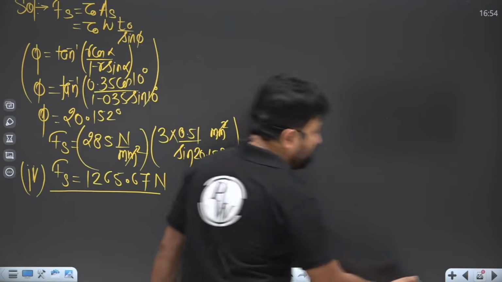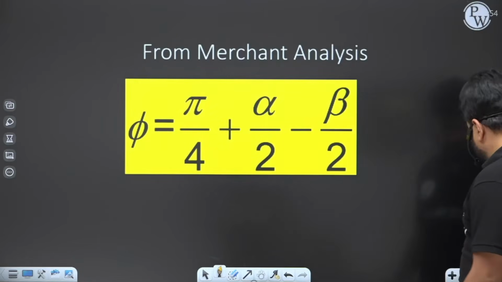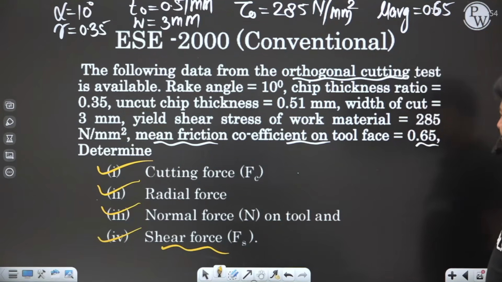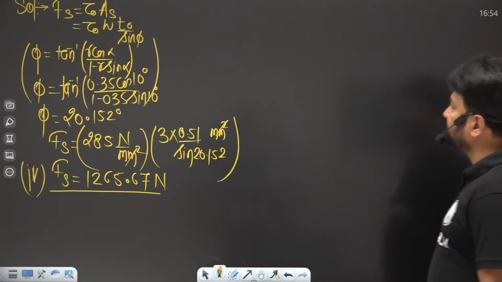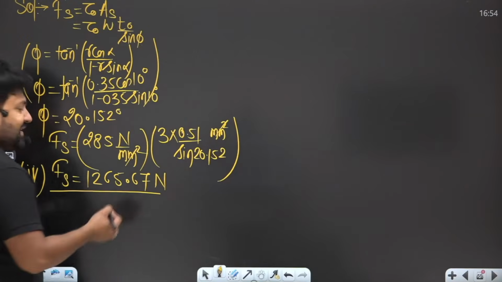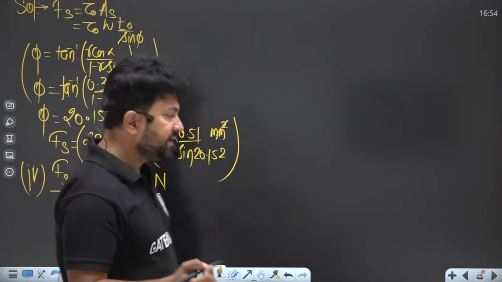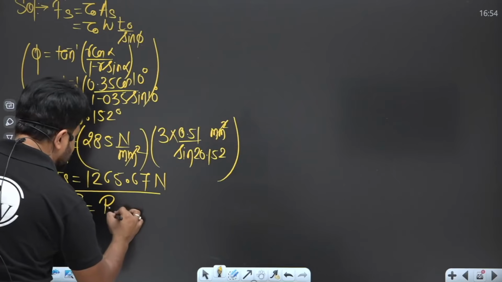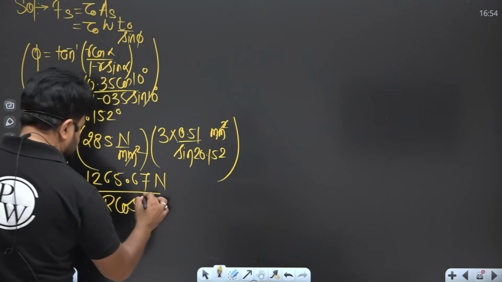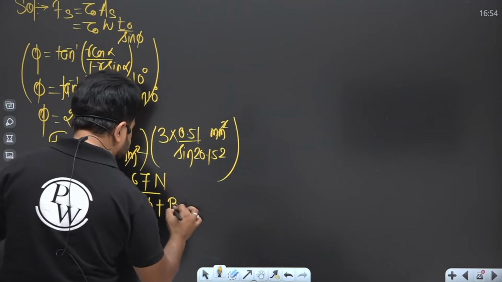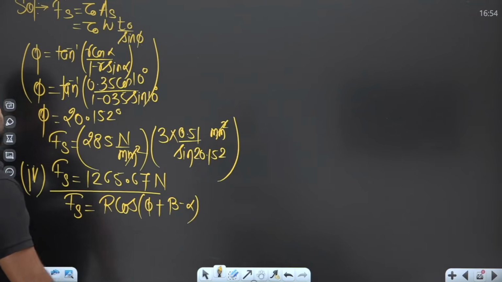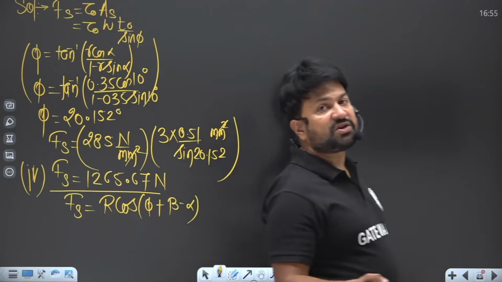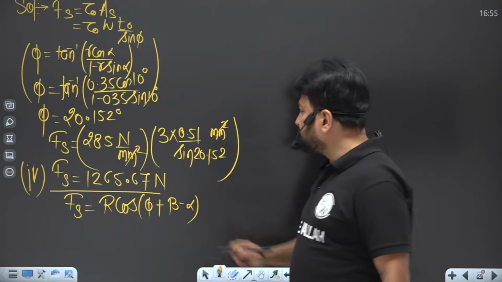Now, once you know the value of shear force, can you find the cutting force? Normal force on the tool? Yes, I can find the cutting force also. But for that I need the resultant force. I know that Fs is R cos(phi plus beta minus alpha). Once you know the value of R, then you can find Fc, that is R cos(beta minus alpha). But for that you need the value of beta.